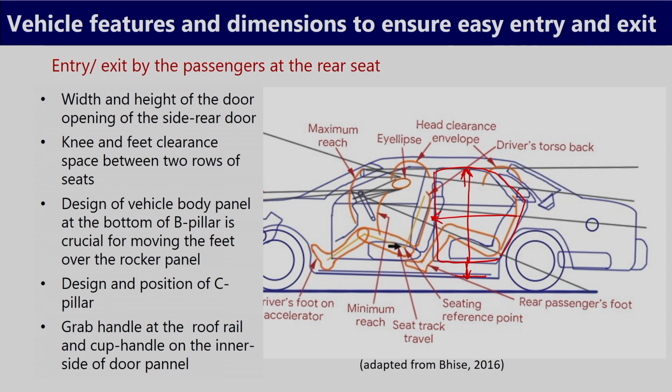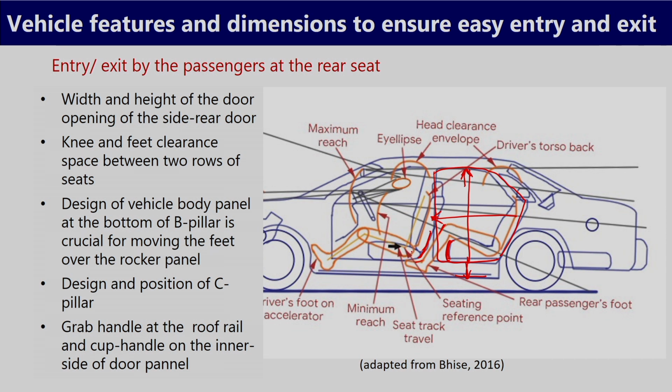So, the width and height of the door opening are two very important dimensions for the entry and exit of the passenger. Then knee and feet clearance space. Between the two seats, this is the rear edge of the front seat and this is the front edge of the back seat. The distance between them is available for keeping the legs of the passengers. How much this space is available ensures how much ease there will be in keeping the legs inside.